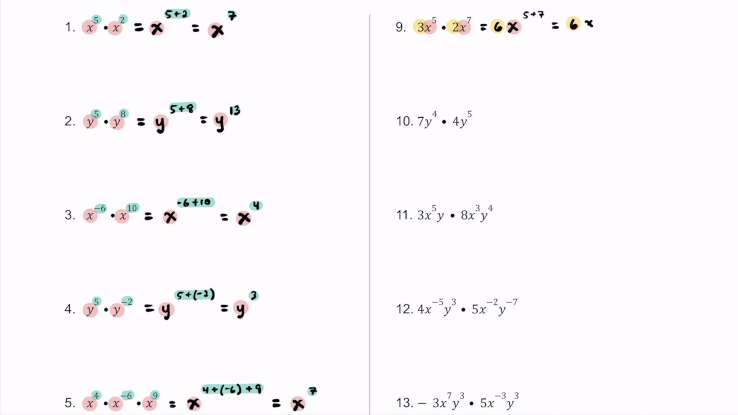And then we have this base of x. And that x is going to be raised to the 5 plus 7 power. Now 5 plus 7, that's going to equal 12. So our simplified expression here is going to be 6x to the 12th power.